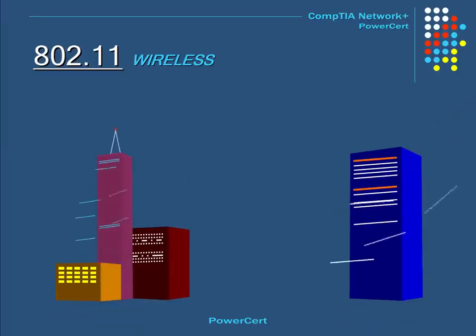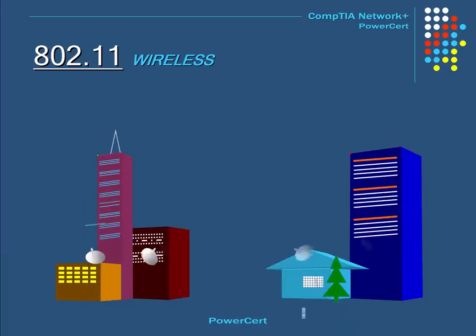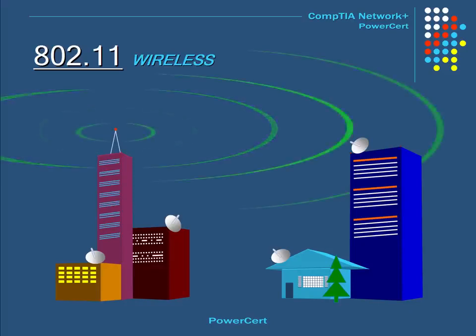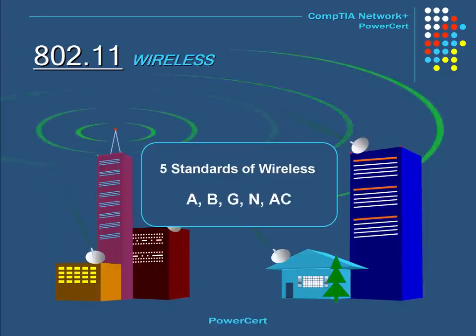The IEEE is an international organization for the advancement of technology related to electricity. And they are responsible for a set of standards for a project called the 802 project. One of these standards is the 802.11 standard, which is wireless. Wireless technology is becoming more and more popular, and today there are 5 wireless standards. There are the A, B, G, N, and AC standards.